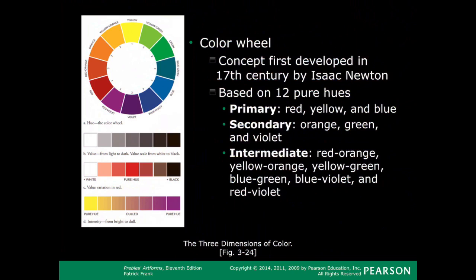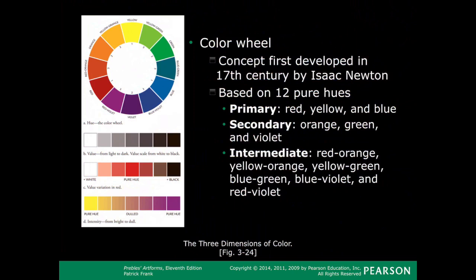And here is the color wheel, first developed in the 17th century by Isaac Newton, based on 12 pure hues. So we have the primary colors. Primary colors are red, yellow, and blue. They are primary basically because you can't make that color by mixing any other colors. You can't make red, you can't make yellow, and you can't make blue. But every other color you have to mix in order to make, such as orange, green, and purple.